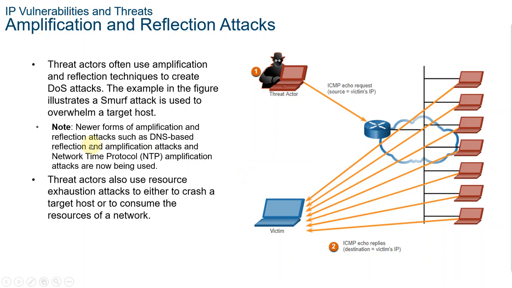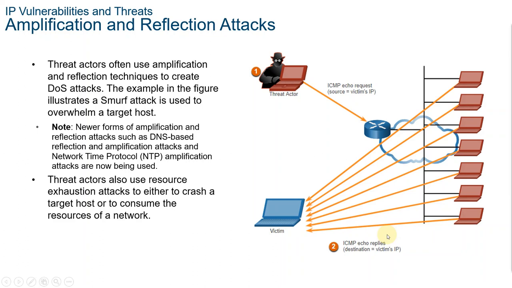Now let us define amplification. In amplification, the threat actor forwards ICMP echo request messages to many hosts. These messages contain the source IP address of the victim. In reflection, these hosts reply to the spoofed IP address of the victim to overwhelm it. These are the replies here. Take note that newer forms of amplification and reflection attacks, such as DNS-based reflection and amplification attacks and network time protocol, or NTP, amplification attacks, are now being used.